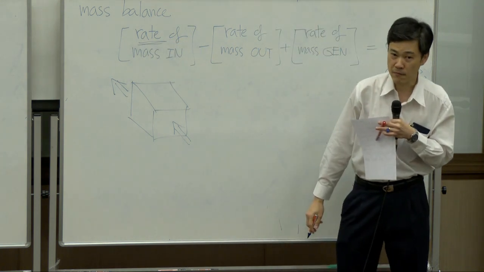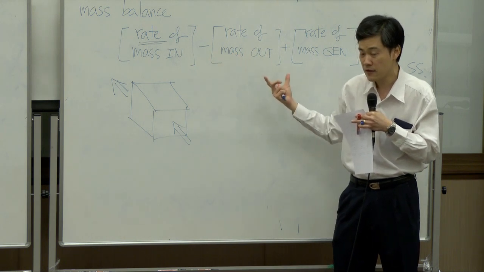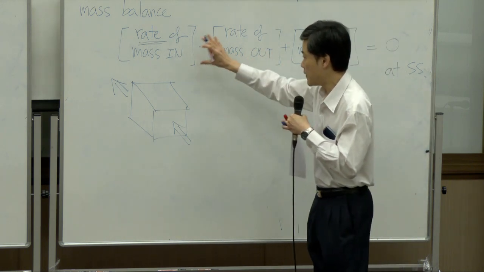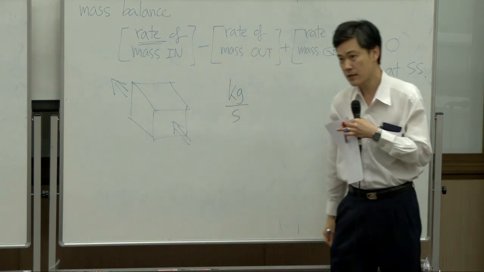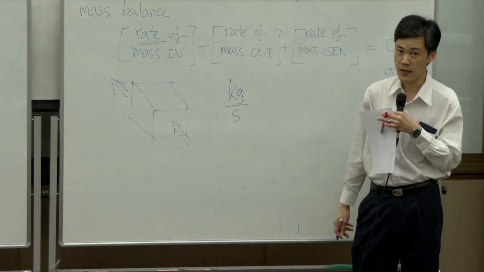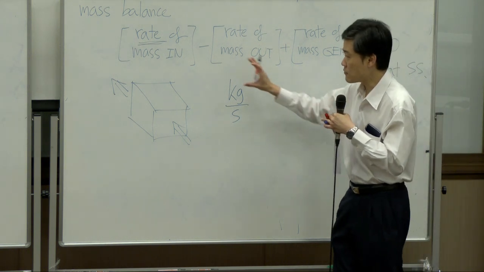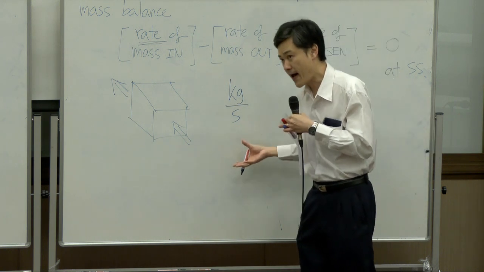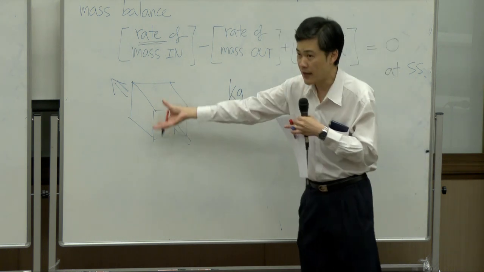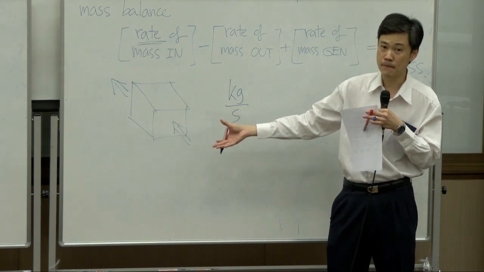The equation of mass balance usually represents everything in terms of rate. The unit of this rate, if it is for mass, is supposed to be kilogram per second. Okay? So that means if I want to calculate the balance equation for my system, I need to know how fast the mass is transferred into the system. Okay?